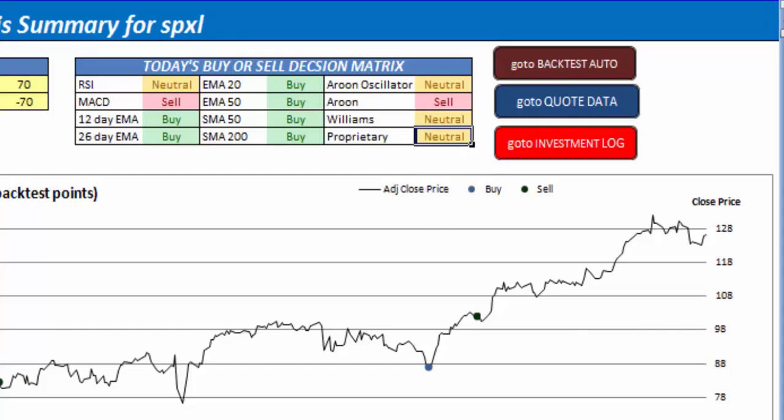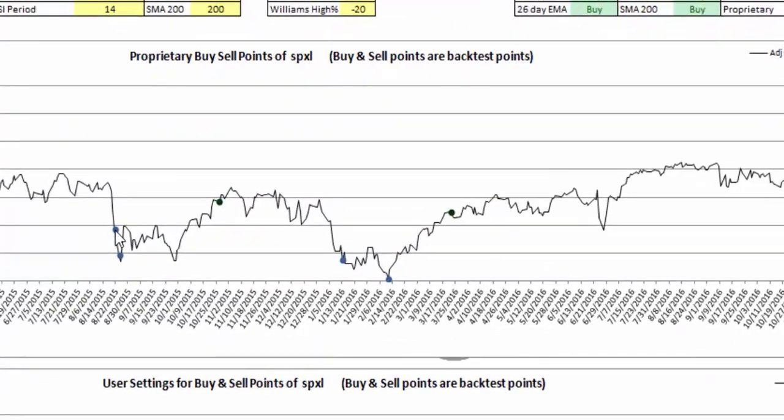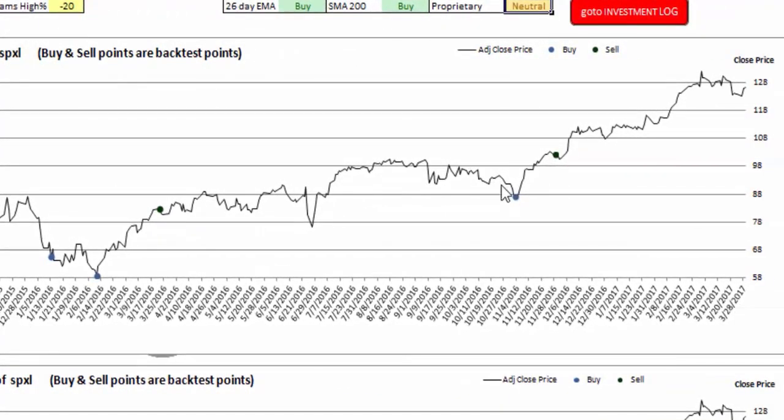So it graphs out, and you can see all these buy points are in blue, sell points are in black. So you can see it bought once, twice, and it sold over here. Bought once, twice, sold over there, and it bought once here and it sold there.